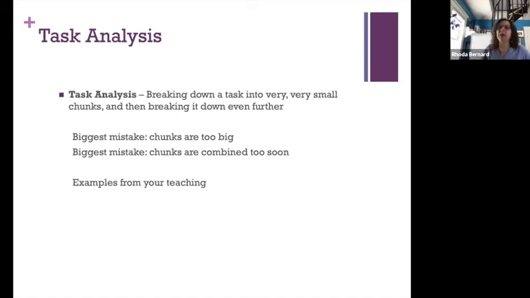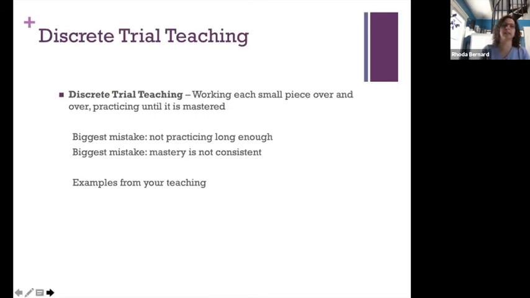But if you think about a place where you can be a beginner, and then for our students with disabilities, we need even smaller chunks than we might need, right? So really, really important around task analysis. The next piece is discrete trial teaching.